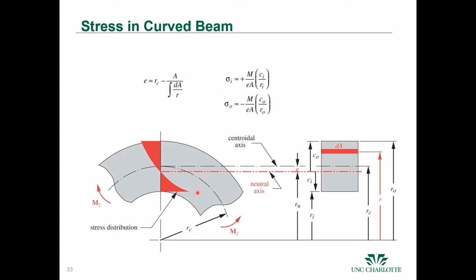And that's the stress on the bottom of the surface, and then we have the outside stress, which is at the top, and this is minus the applied moment over e times A, times Co, which is the distance from the neutral axis to the top surface, over Ro, the distance from the center of curvature all the way to the outside surface.